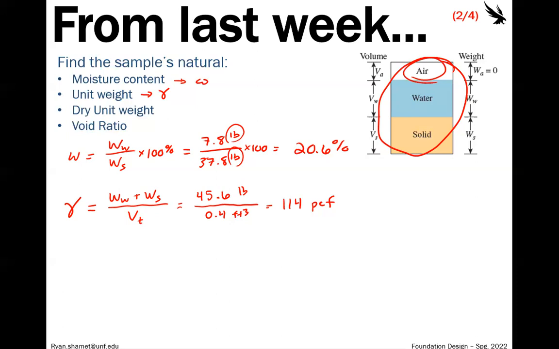But for this class, anytime we're working with soil, just double check your calculations and make sure it's somewhere between 62.4 and 150. Make sure it makes sense before writing it down.